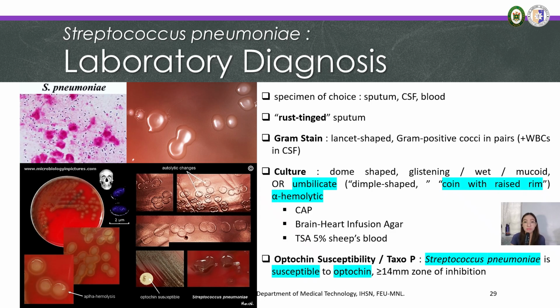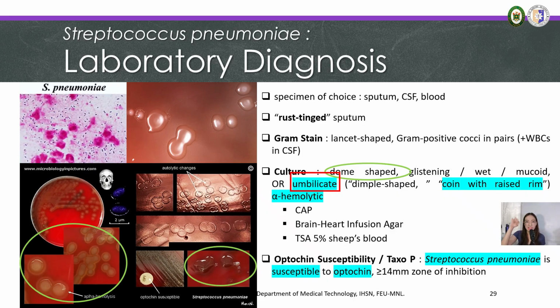Their colony morphology on BAP may vary, so may iba't ibang pwedeng maging itsura daw po ito on blood agar plate. Some are dome-shaped and mucoid, such as these ones right here. But most of them are characteristically umbilicate, meaning nakaangat yung gilid tapos nakalubog yung ilalim, just like these ones right here. Again, the correct description for this colony morphology is umbilicate. It's higher on the edges and lower in the middle. So that's an umbilicate colony, giving them a dimple shape or coin with raised rim appearance.